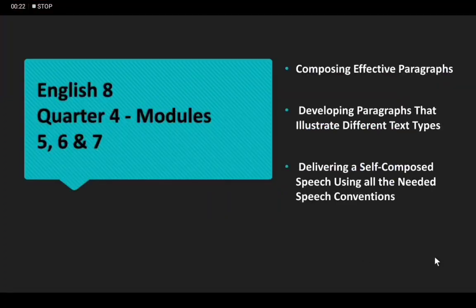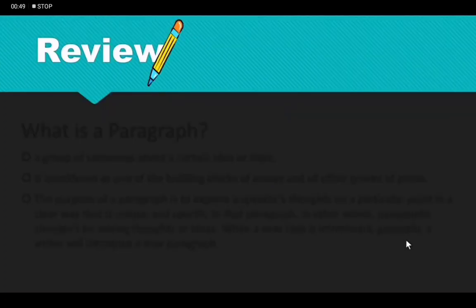Let's begin. English 8 Quarter 4 Modules 5, 6, and 7 talk about, first, composing effective paragraphs. Second, developing paragraphs that illustrate different text types. Third, delivering a self-composed speech using all the needed speech conventions. So let's begin with the first one, module number 5, composing effective paragraphs.